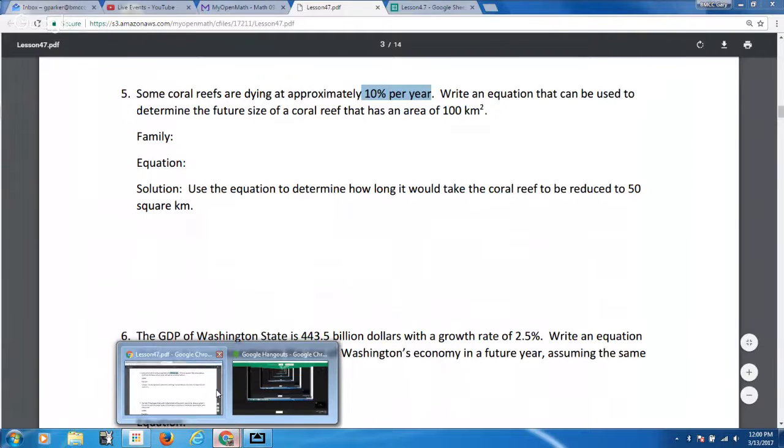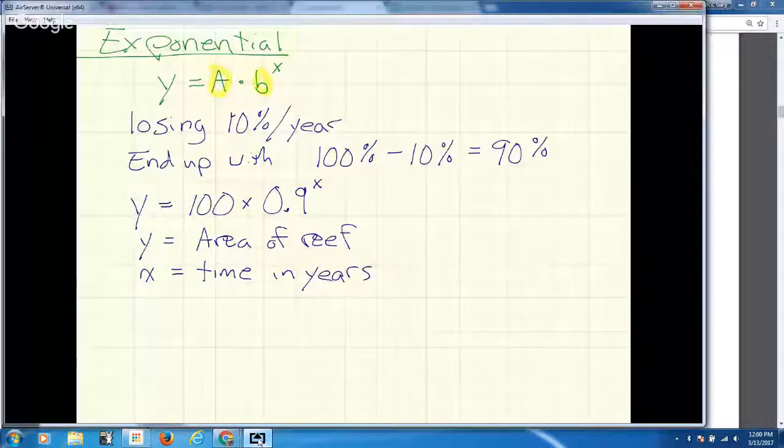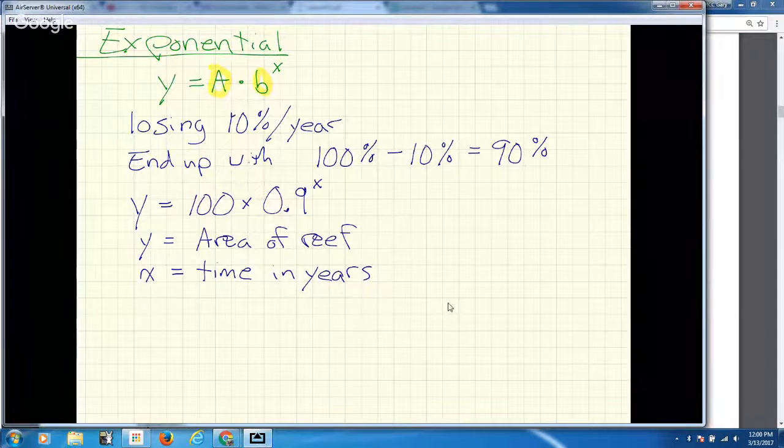And so to do that, I have to think with respect to 100%. So we're losing 10% per year. You always start with 100%. Losing the 10% means we retain 90%. So as a decimal, that would be 0.9. So in this case, starting with 100, we're going to keep 90% per year. And so repeated multiples of 0.9 give us an exponential equation here. And so this equation would give us the area of the reef over time. All right, another example.